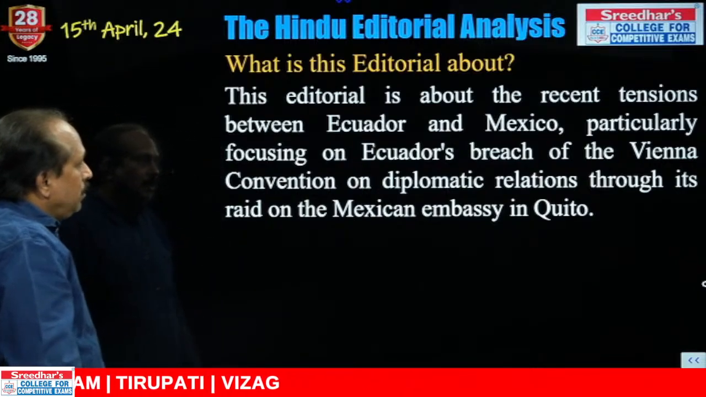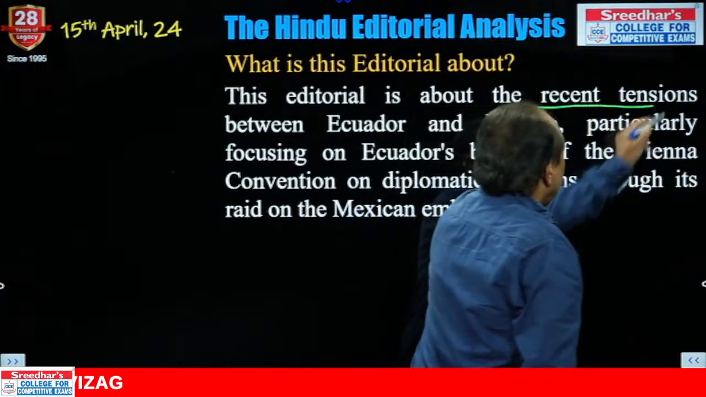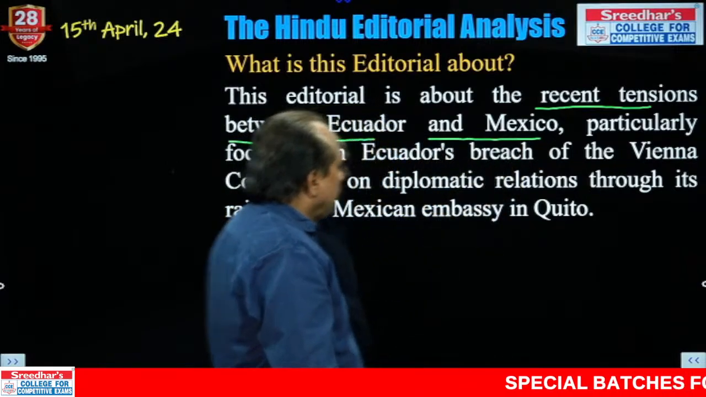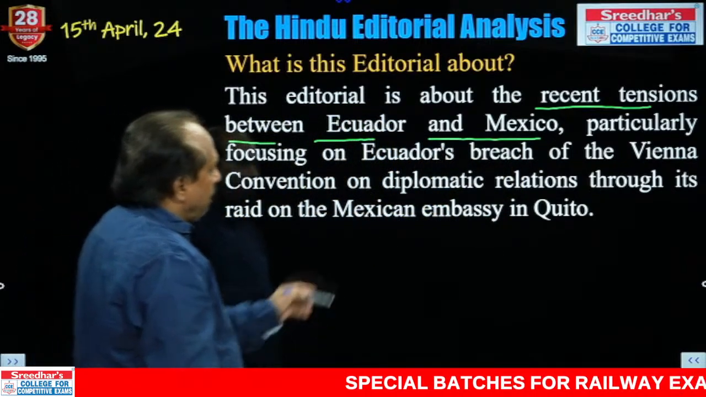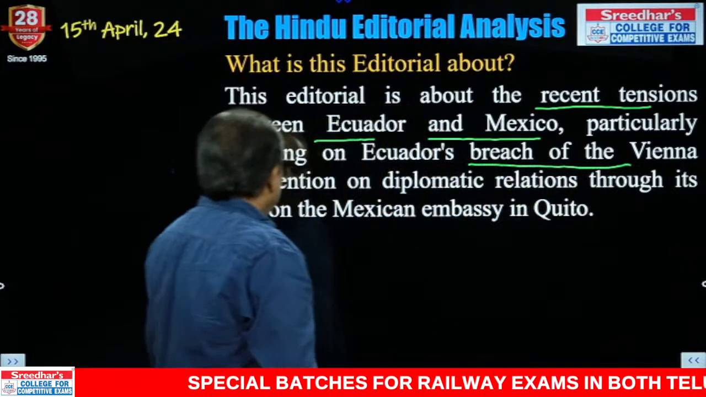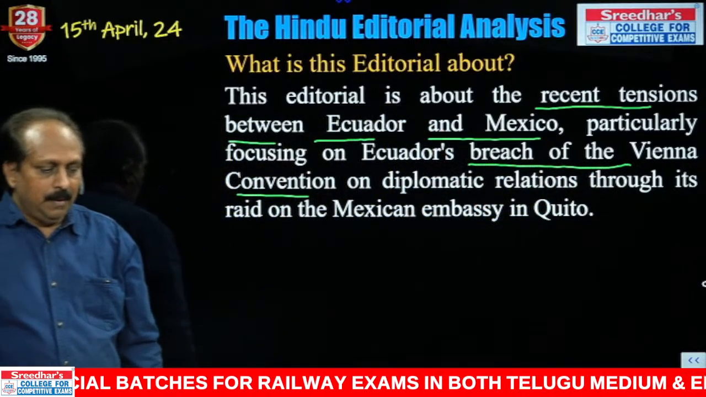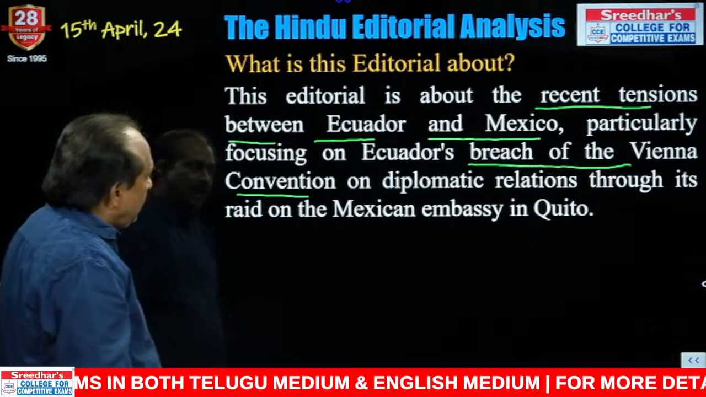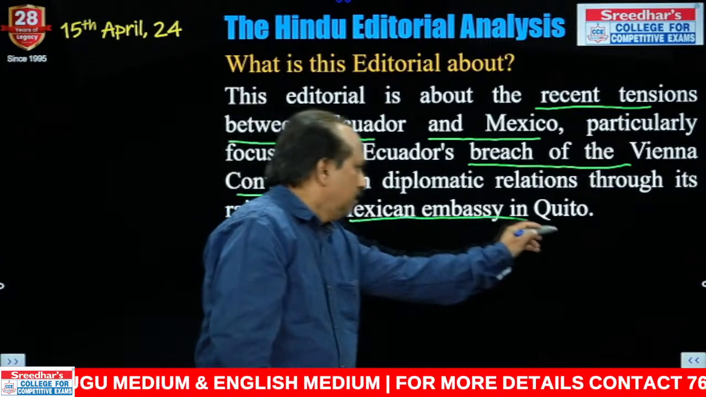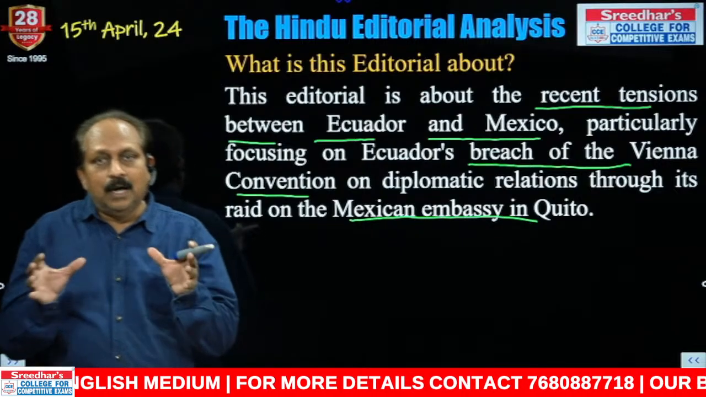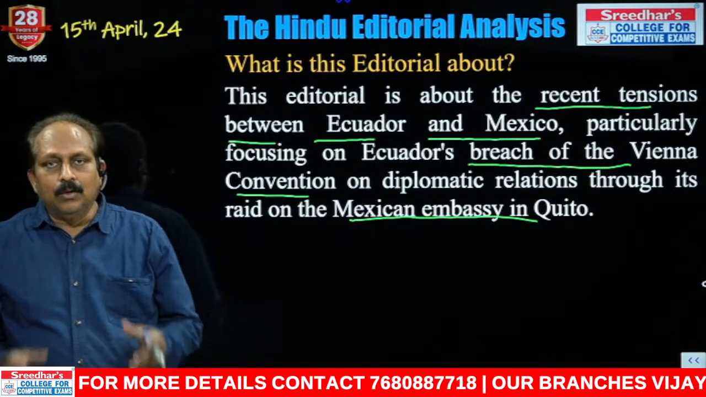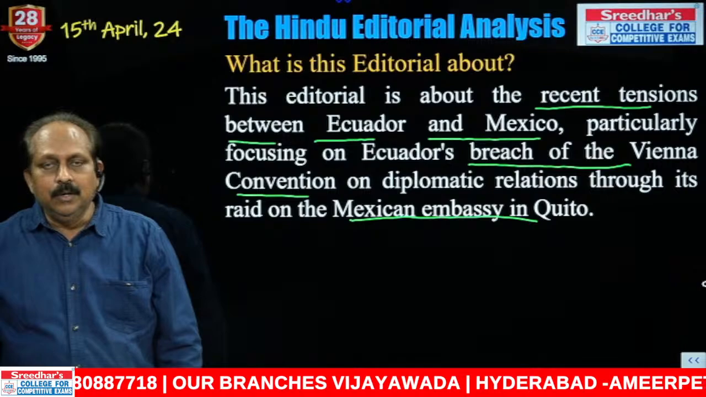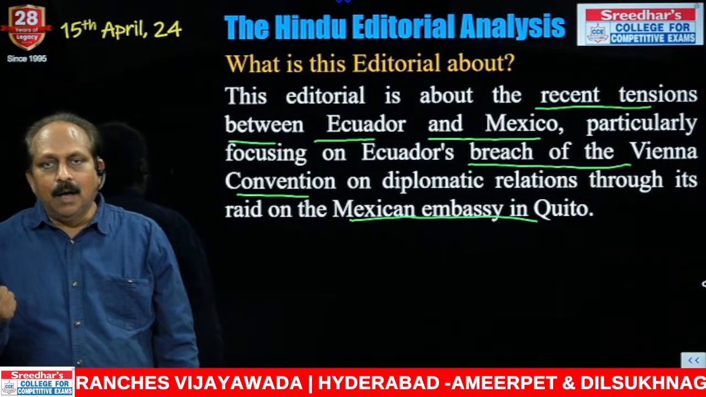This editorial is about the recent tensions. Two countries are involved. Recent tensions between Ecuador and Mexico, particularly focusing on Ecuador's breach of the Vienna Convention. Ecuador, as a country, has breached the Vienna Convention on diplomatic relations through its raid on the Mexican embassy in Quito. Broadly speaking, this is about the row between two countries, or the diplomatic tensions between two countries. What are the two countries involved? One is Ecuador, the other is Mexico.